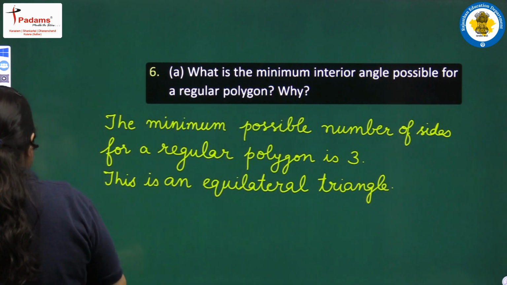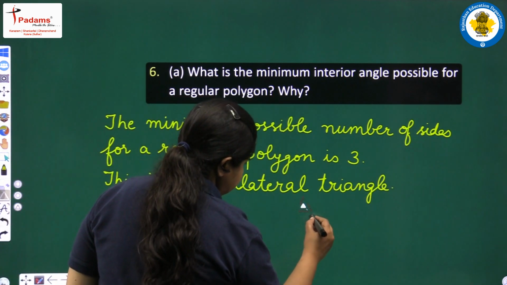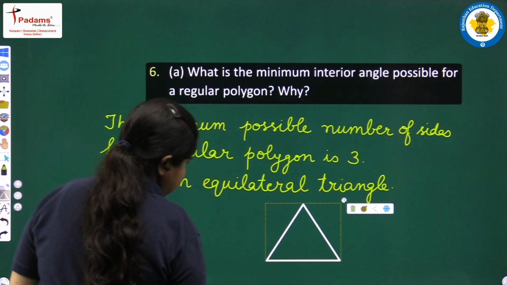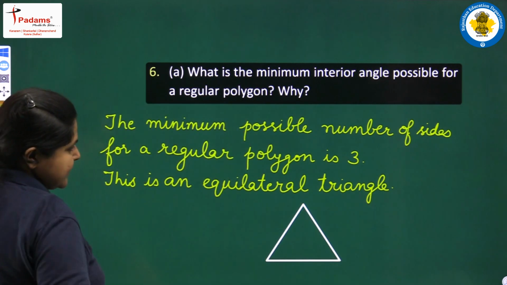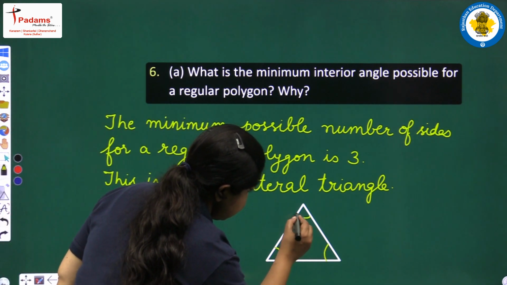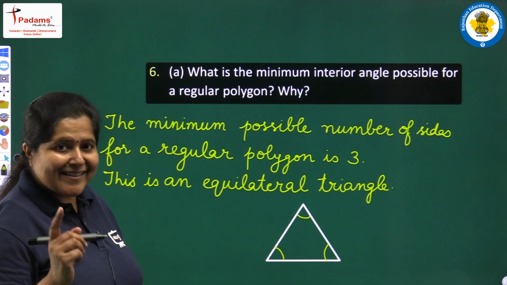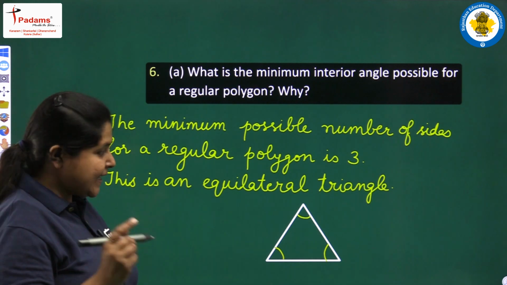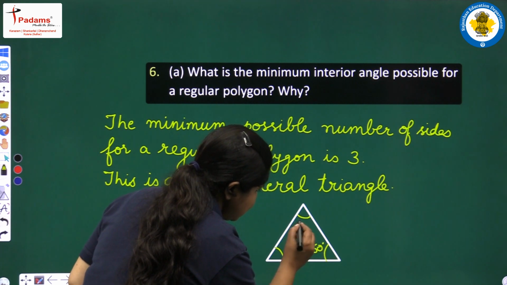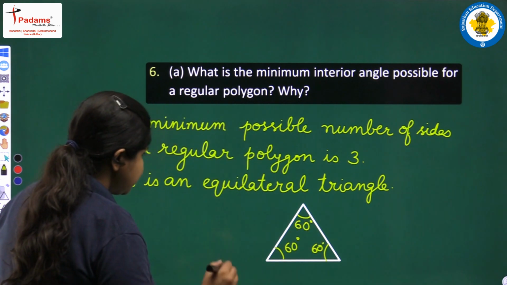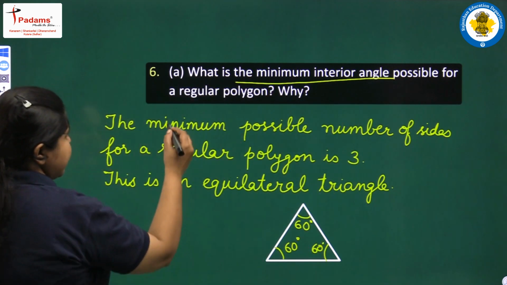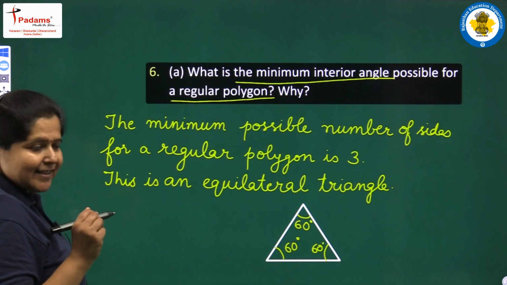We can easily draw one equilateral triangle. So, what do you know about the interior angle of an equilateral triangle? It is 60 degrees. Each angle is of 60 degrees. This one also, this one also, and this one also. So, we can say that the minimum interior angle possible for a regular polygon is 60 degrees.